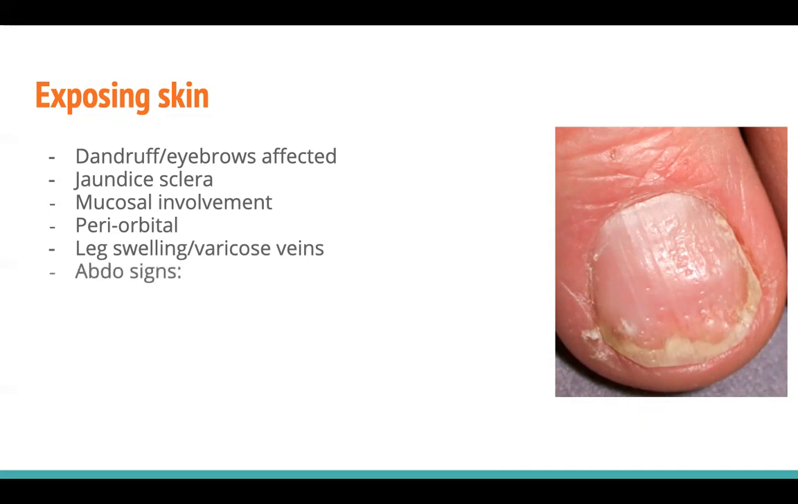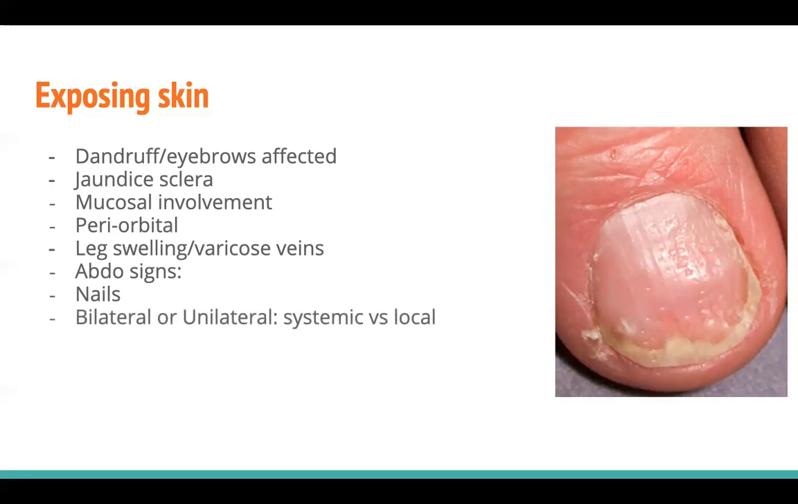Are there any abdominal signs, any hepatomegaly, any spider nevi, any telangiectasia that could indicate that this person has liver disease or kidney disease? Look at the nails. This is a nice example of pitting. Ask about psoriatic arthropathy. Often the arthropathy, the arthritis, precedes the skin changes.